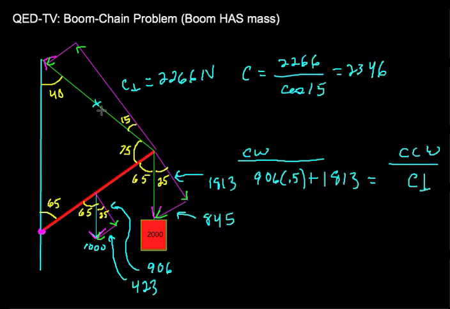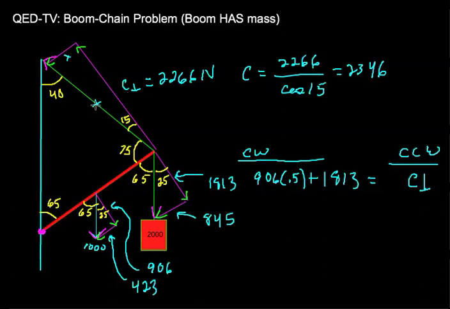So this chain would be 2346. Now we have the chain. That's one of the first things we need to do in these kinds of problems. The other thing we need to do is figure out what kind of force we have working up here along the boom. Well, we have a force working down this way of 845, a force working down this way of 423. What's this force up here? If we could figure that out, that would be nice.